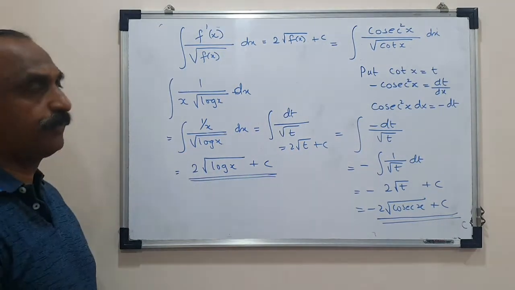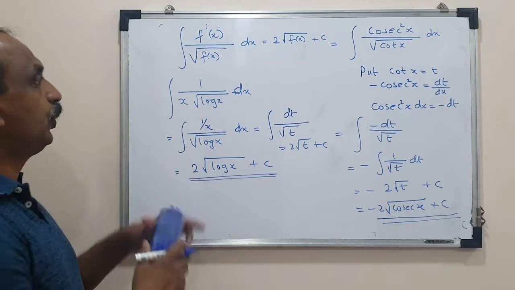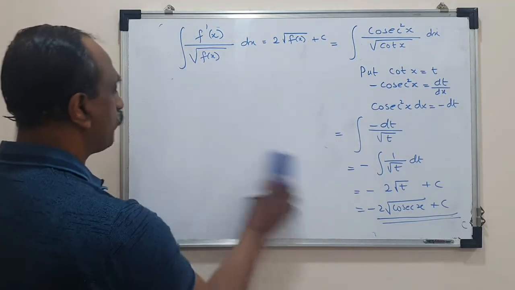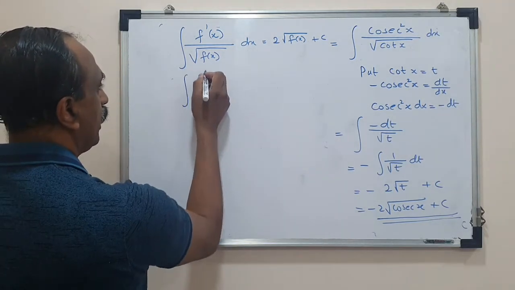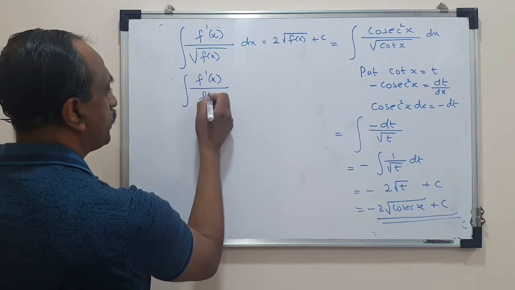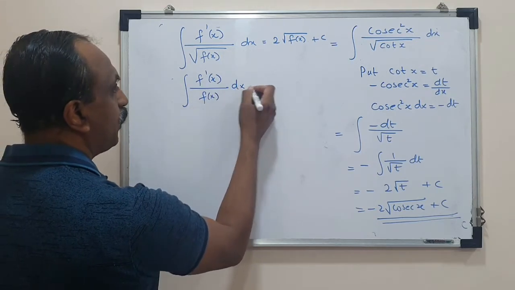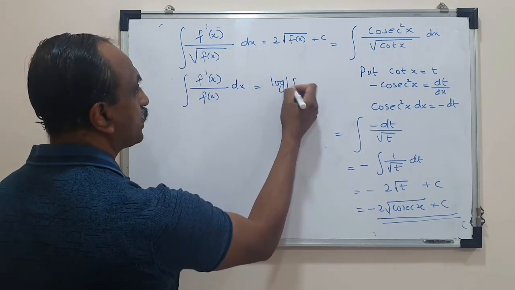But this is another way of remembering the formula. You know that f dash x upon f of x, that means there is no root, this one's formula we already learned: log of modulus f x plus c.